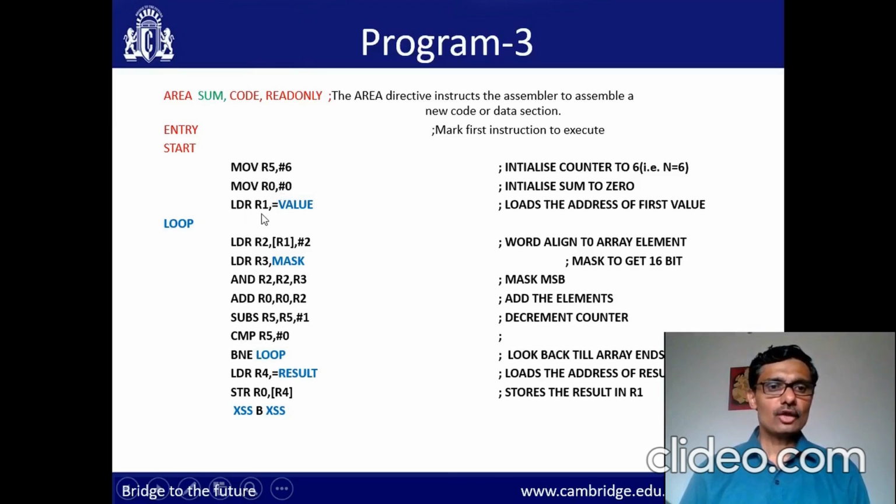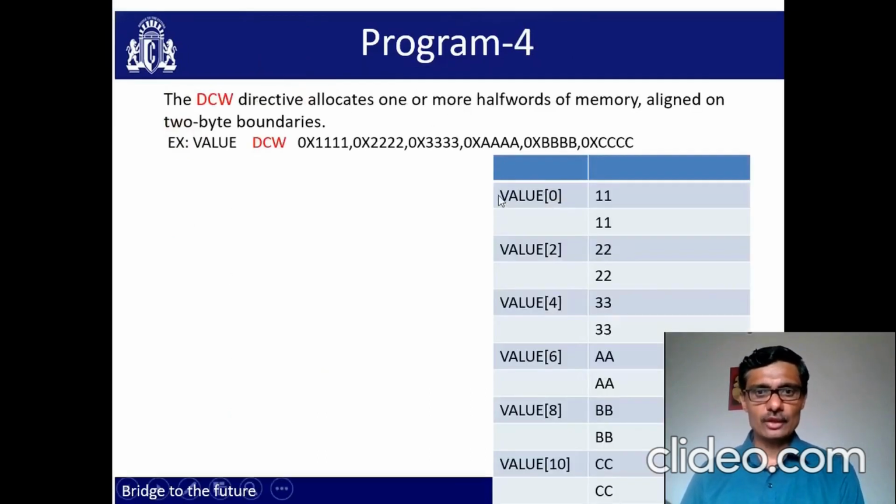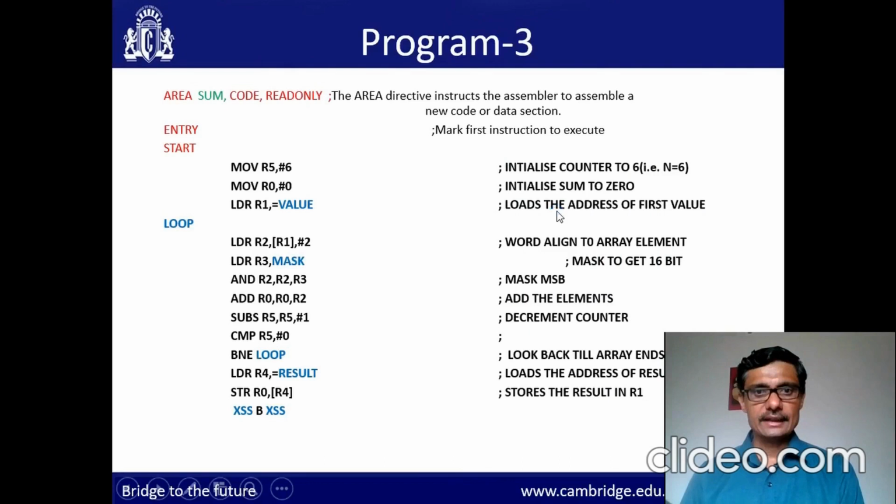LDR R1, =value. This instruction will load the address of the memory location value into R1. So R1 has the address of value, that means value 0 from our previous slide. The address of this is now available in R1, not R0, sorry, it is R1.